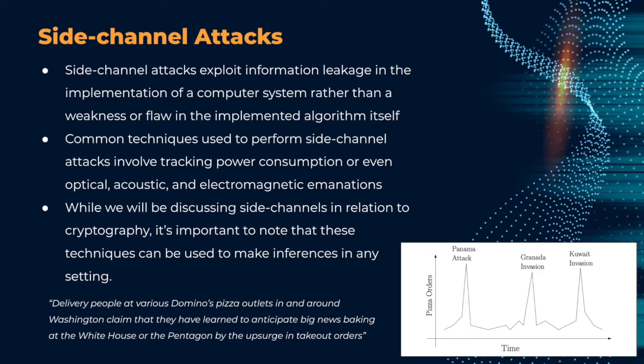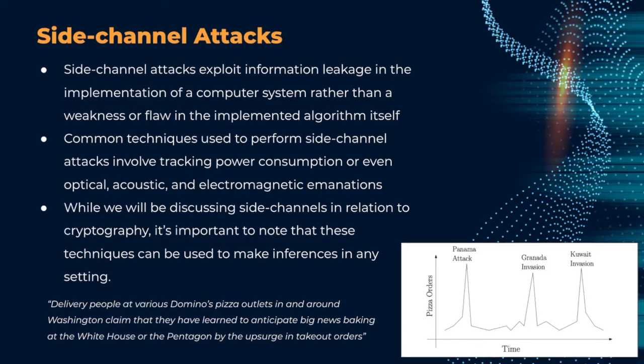An interesting example of a side channel attack in an everyday setting is that the delivery people at various Domino's pizza outlets around Washington claim that they have learned to anticipate big news from the White House or the Pentagon. The side channel they exploit here is a measurement of takeout orders. Since there are individuals working overtime, that results in more takeout orders from these Domino's restaurants, giving them additional information about political activity in these institutions.